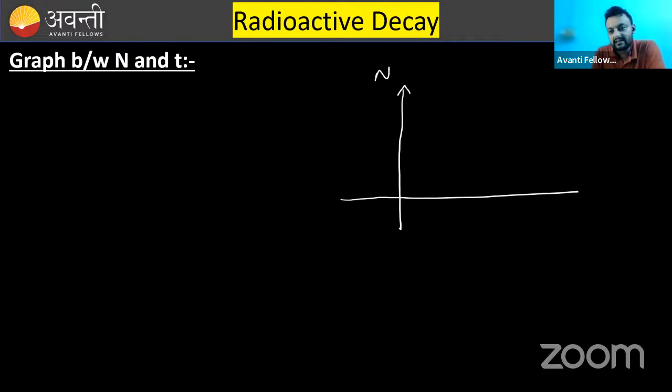Let's suppose this is the axis representing N, this is the axis representing time, and the graph will be something like that. This is the exponential graph that will touch the time axis at infinity. This is the initial number of nuclei. This is time t equals to 0. This is at time t equals to infinity, it will be 0. Clear? Okay, very good. Moving further.